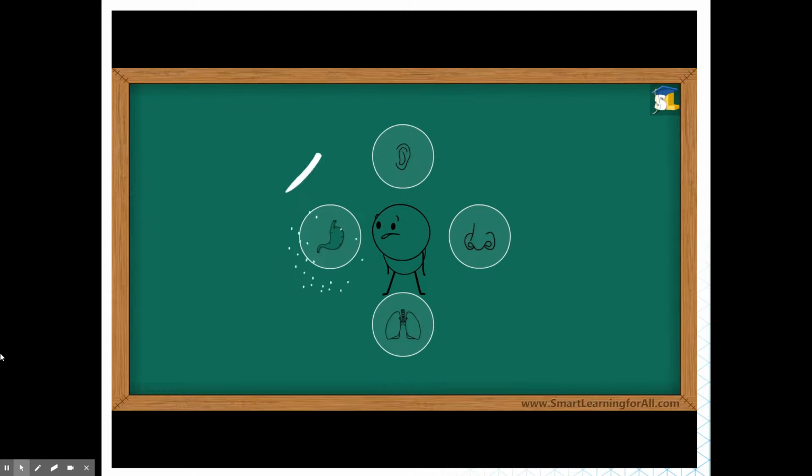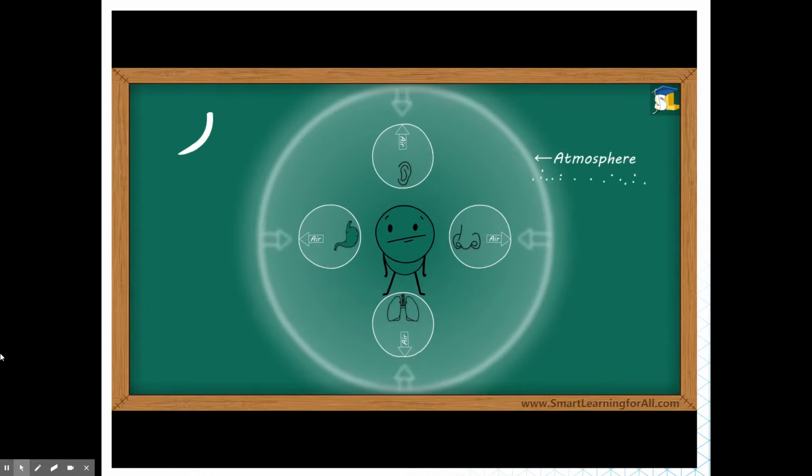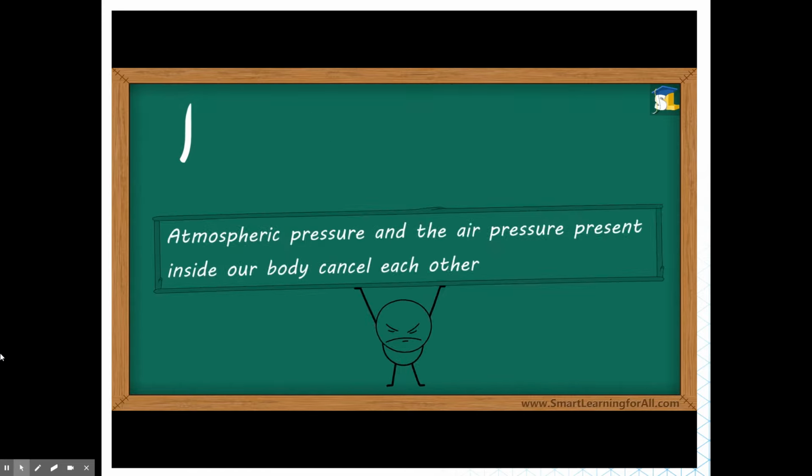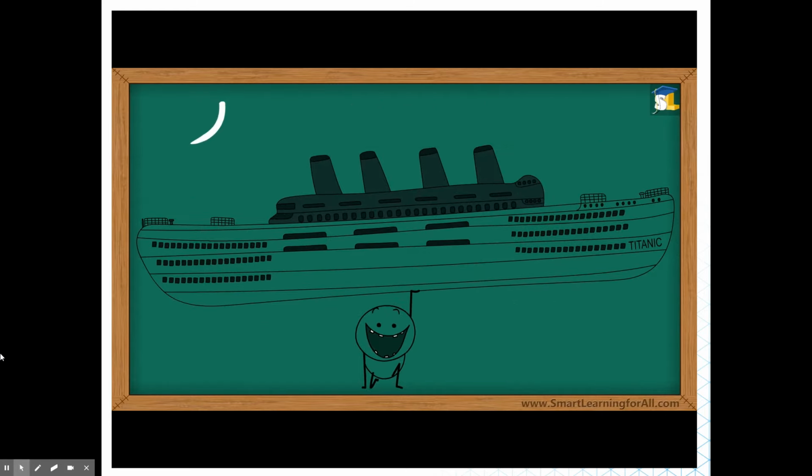This is because various parts of our body, such as ears, nose, lungs, and stomach, also contain air, which exerts pressure equal to the atmospheric pressure. In this way, the atmospheric pressure and the air pressure present inside our body cancel each other. As a result, we don't get crushed by the atmospheric pressure.